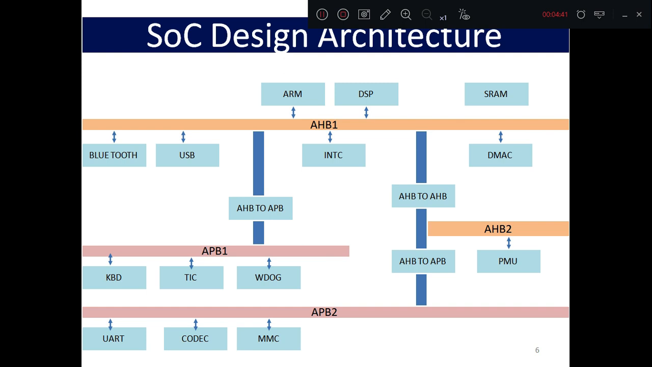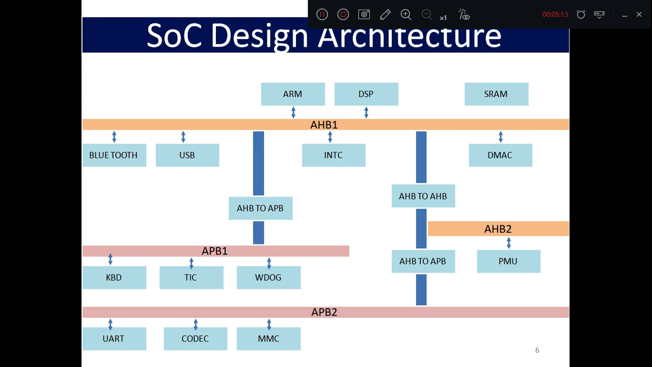This is one of the architectures of the SoC where we have two processors, the ARM processor and DSP processor, and this is the interrupt controller, DMA controller, power management unit. This is the AHB and APB bus. These are the AMBA protocols. AMBA is Advanced Microcontroller Bus Architecture. AHB is Advanced High Performance Bus and APB is Advanced Peripheral Bus.